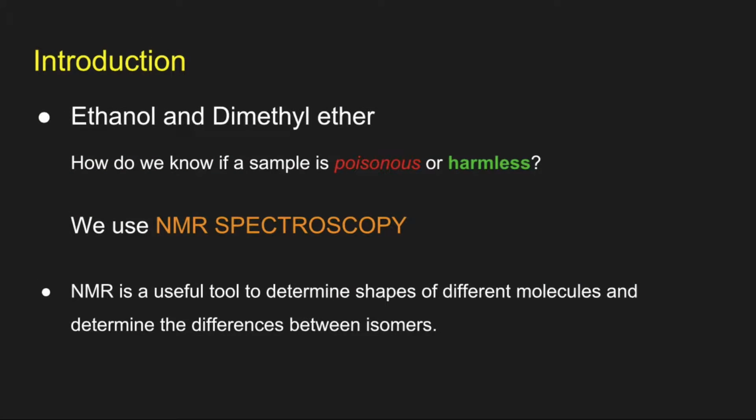Ethanol and dimethyl ether are isomers, meaning they have the same chemical formula but differ in structure. Ethanol is just a liquid, but dimethyl ether is a poisonous gas. So how can we determine the difference?